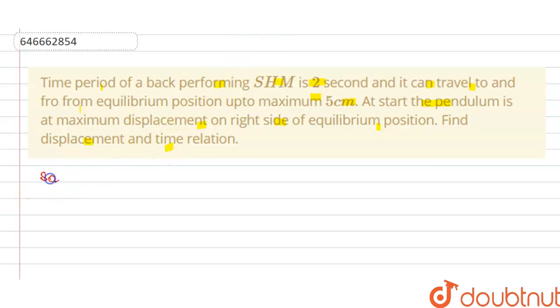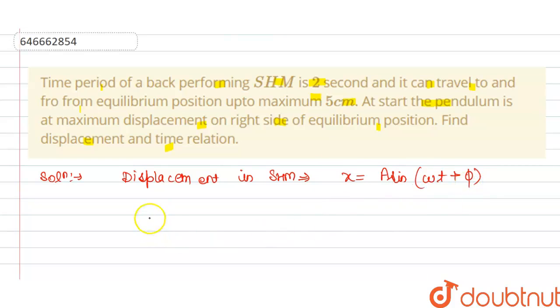So the solution of this question is, we know that displacement in simple harmonic motion, in SHM, is expressed as x equals a sine(omega t plus phi), and we have the time period T equals 2 pi divided by omega. So from this we get time is 2 seconds. So from this we can say that omega is 2 pi by 2, 2 and 2 will cancel out. So we get omega is pi radian per second.